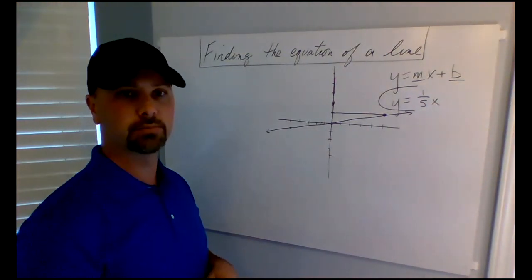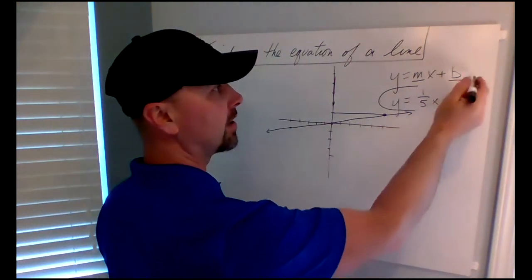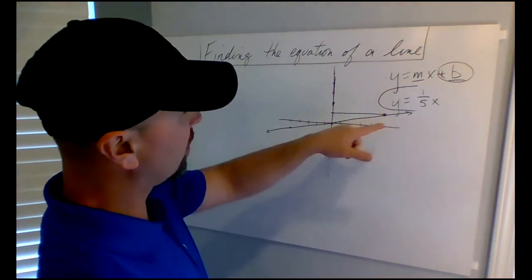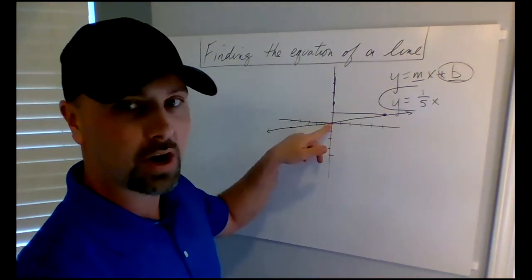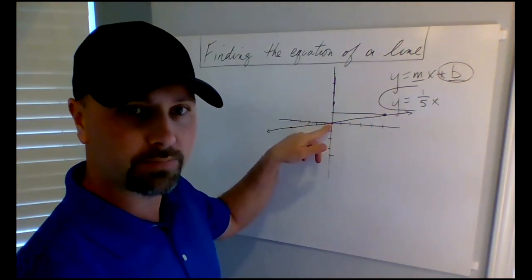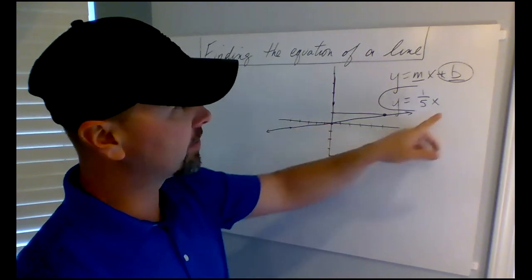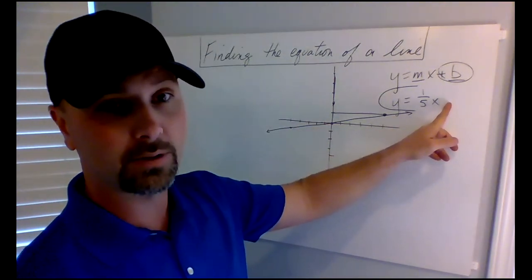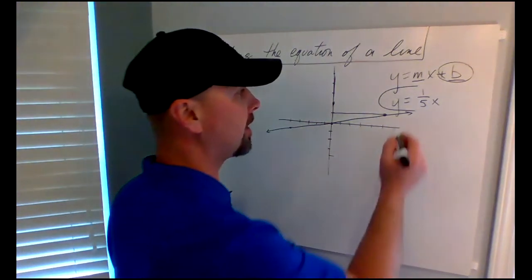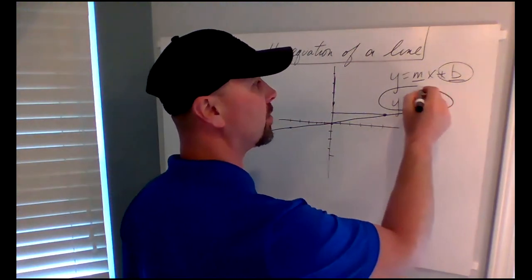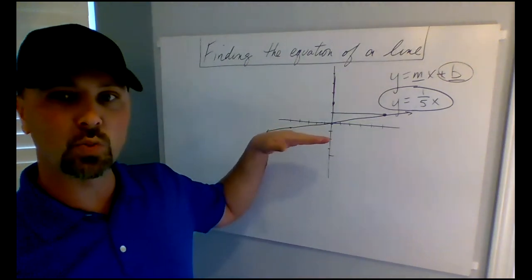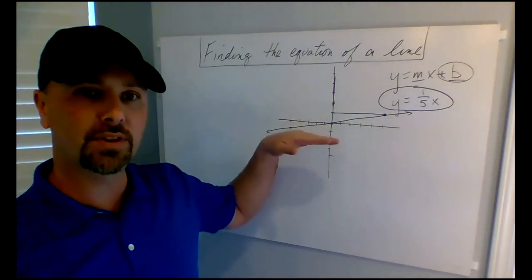Attached to the x. Slope's always attached to the x. Y-intercept, where does it cross the y? When we look here, we see it crosses the y at the origin, at 0. And so we're not going to put a plus 0 or a minus 0 here. It is nothing, and so we put nothing there. So the equation of this line is y is equal to 1/5 x.